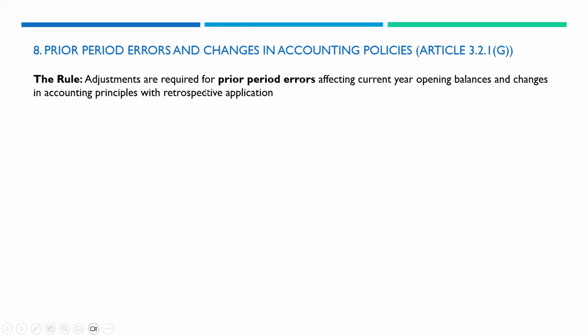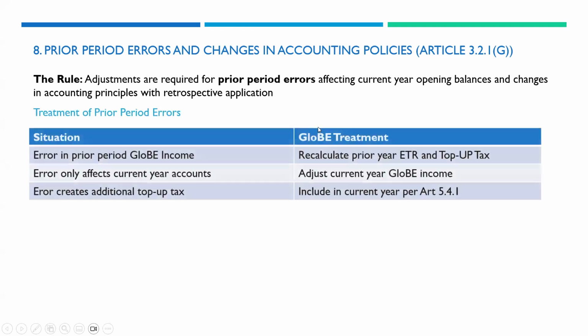Adjustments are required for prior period errors affecting current year opening balances and changes in accounting principles with retrospective application. So if you see any error in prior period GloBE income, so there is an error. Okay, you have to recalculate prior year ETR and top-ups. You remember while doing the jurisdictional formula, chapter 2.4, we said there is like plus or minus something which is coming back from last year? You remember? That is this.